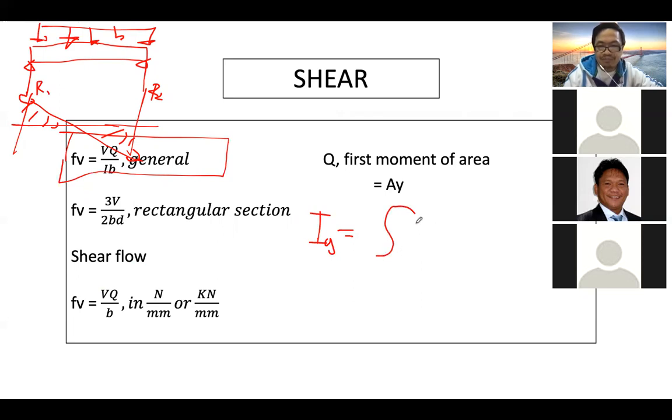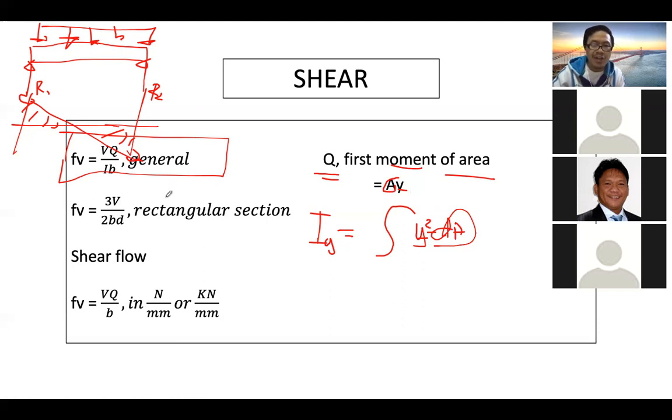just equal to y squared dA. Ito actually parang moment ito. Second moment, nasa power 2 siya. Ang first moment of area kasi A, pag minultiply mo siya ng y, which is y is the distance, nagiging moment. Pero moment of area. Ito, dalawa ang distance na kino-consider sa moment of inertia. First moment of area, it's the Q. It's just equal to A times Y.